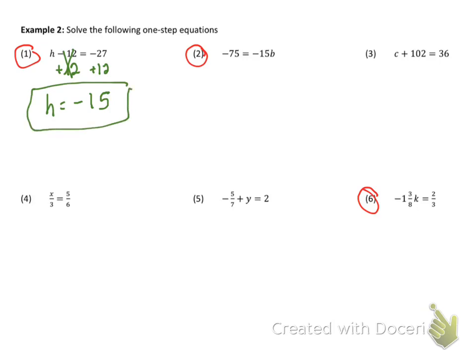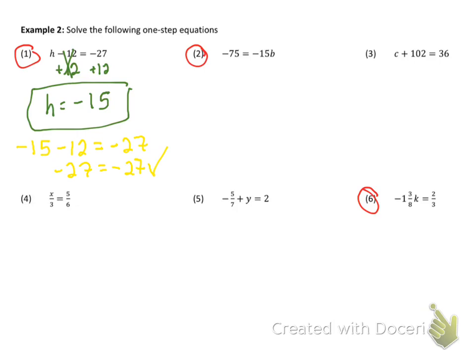All right, and remember, you can check your answers in this. That's why math is so great, because you can always check your answers. So if I plug in negative 15 back in for h, does negative 15 minus 12 equal negative 27? Well, if I simplify this, then yes, it does. You should always check your work, whether you're using a calculator or just doing it off to the side in yellow like I just did. Always check your work.